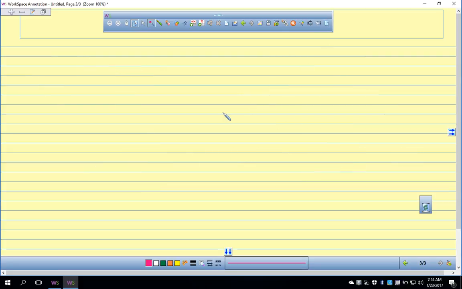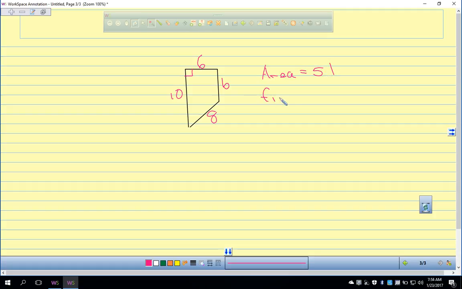Okay. So what if I were to draw something that looks like this, this, this, and I were to tell you that this is a 90-degree angle, this is 6, this is 10, this is 8, this is B, and I tell you that the area equals 51. Find B. How do I find B?